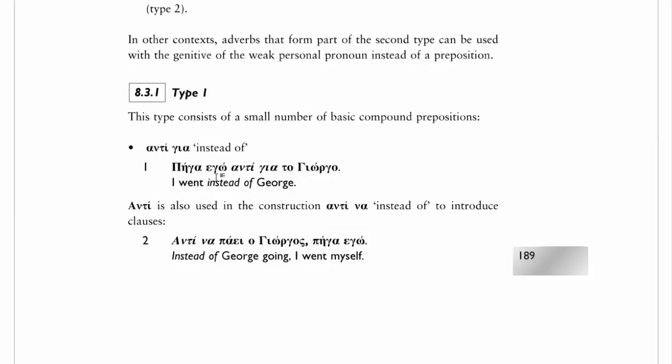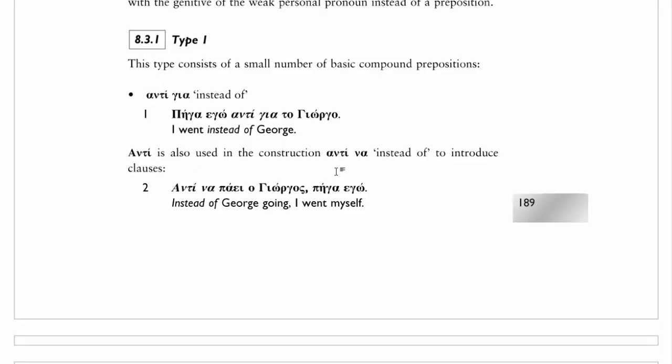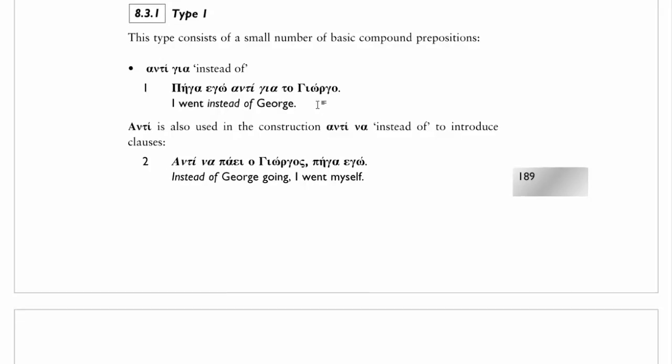Piga ego adi ia to Georgo. Adi is also used in the construction adina instead of to introduce clauses.